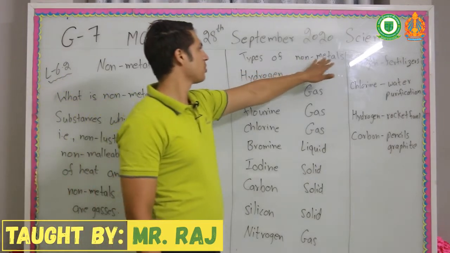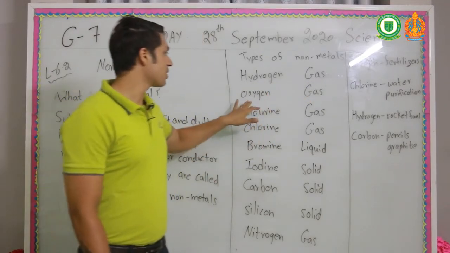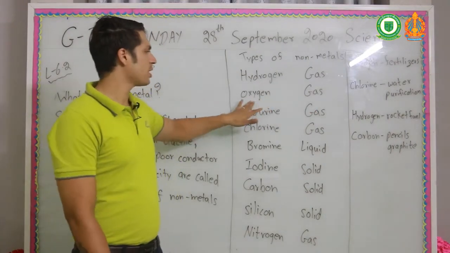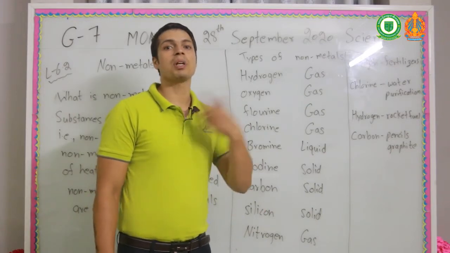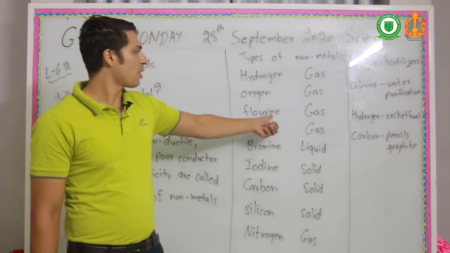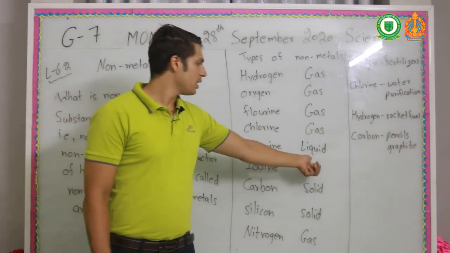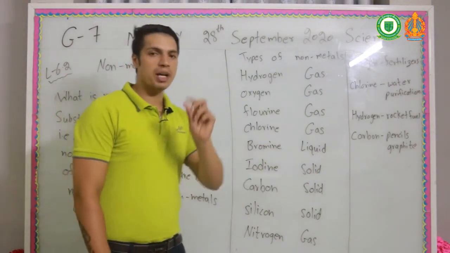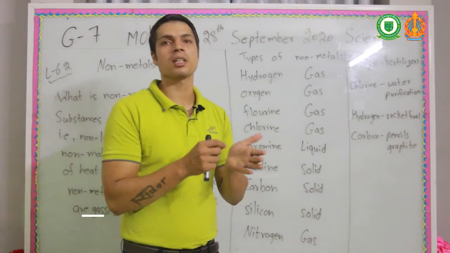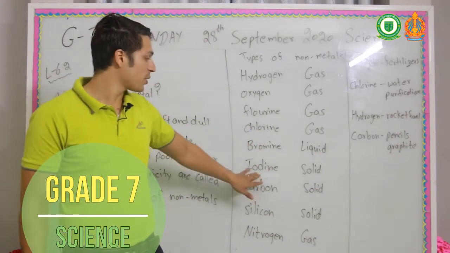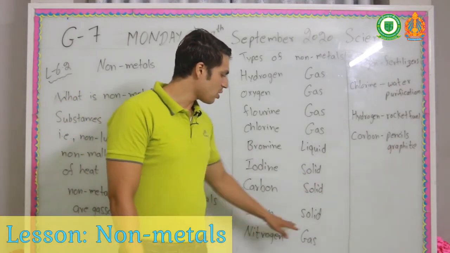Next, types of non-metals. Hydrogen gas. Oxygen gas. We need oxygen to survive; we breathe in oxygen and we breathe out carbon dioxide. Fluorine gas, chlorine gas, bromine liquid. Iodine we get from salt. If you go buy salt, you can check on that; sometimes it says iodized salt. Iodine is a solid. Carbon, solid. Silicon, solid.